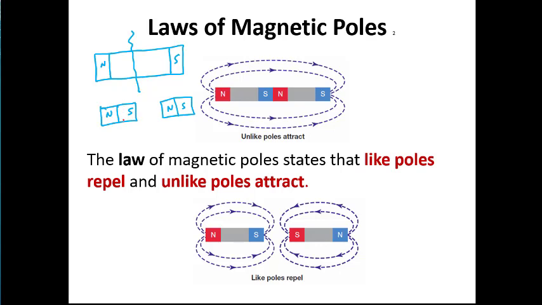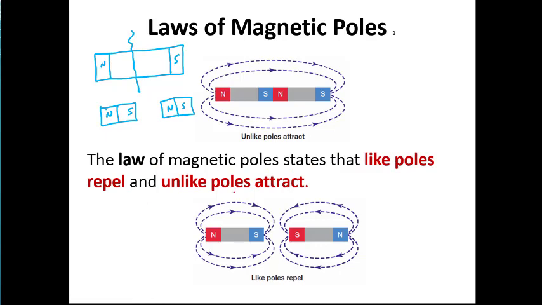The north pole and the south pole come from the electron spinning around the outer orbital of the atom. So all the way down to the atomic level, we'd have a north pole and south pole. So we can't have one without the other. The law of magnetic poles states that like poles repel and unlike poles attract.